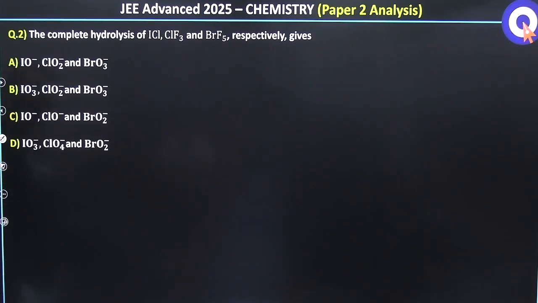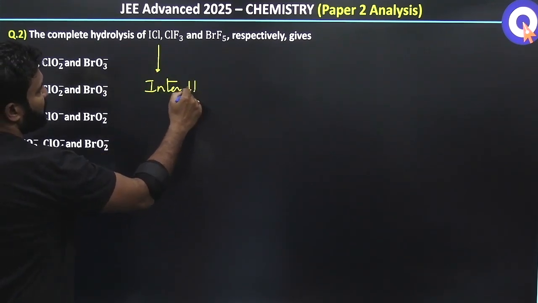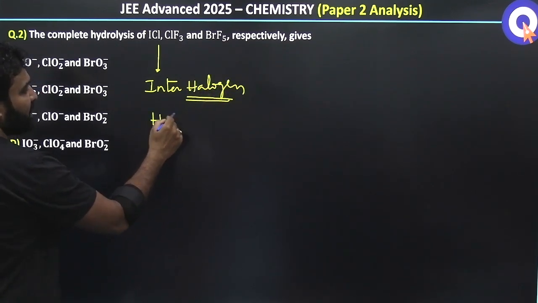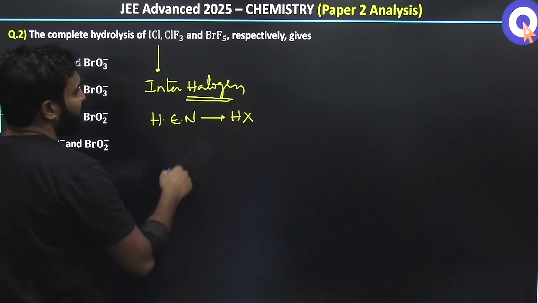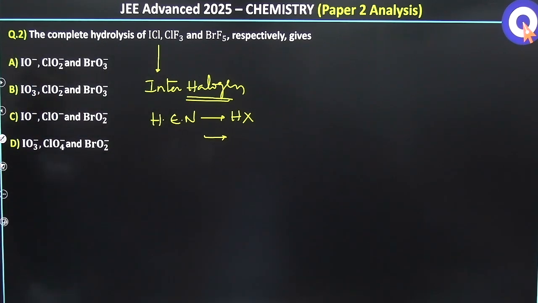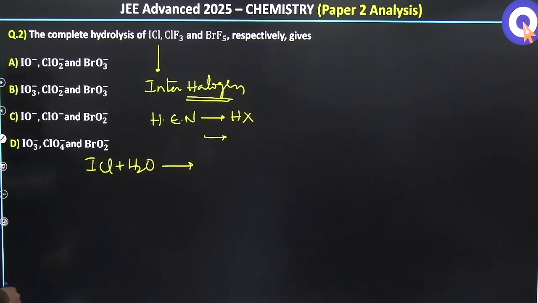Right, next. The complete hydrolysis of ICl, ClF3, BrF5 respectively. If you see this question, these all are interhalogen compounds. Whenever interhalogen compounds undergo hydrolysis, the higher electronegative atom is converted into halo acid, and the other atom is converted into oxy acid, right? Now ICl, if it undergoes hydrolysis, what is the higher electronegative atom here?